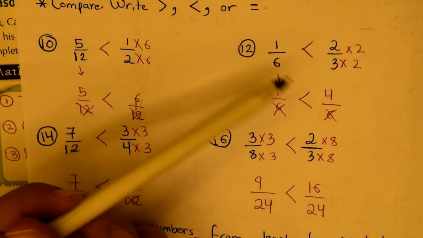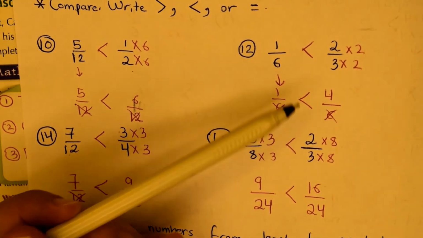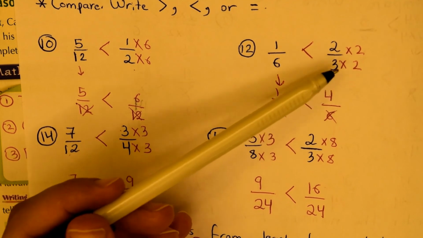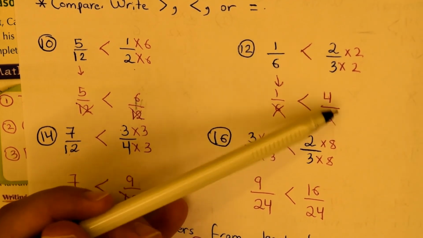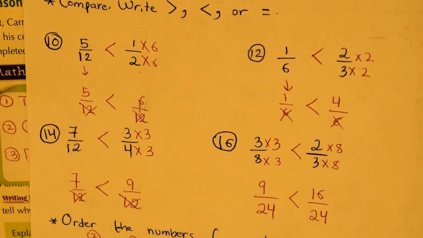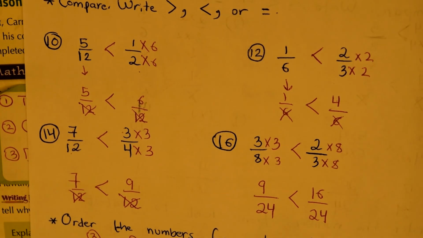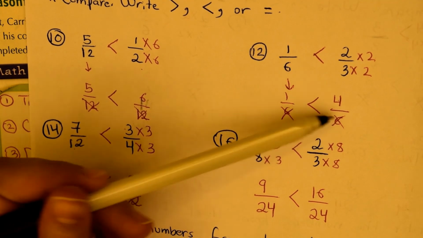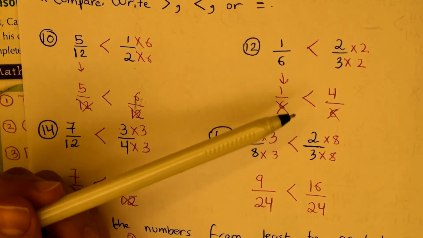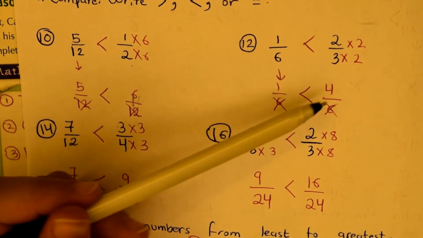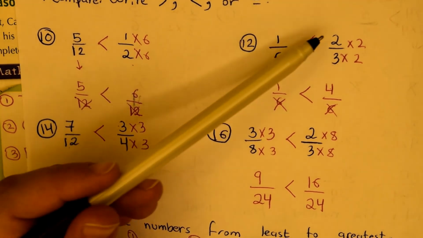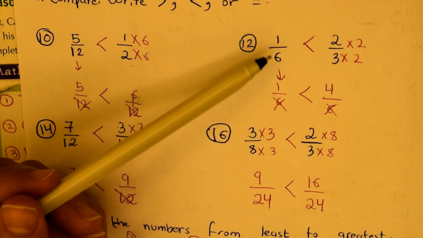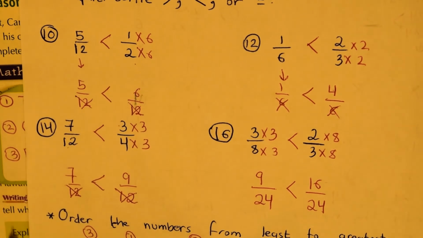Here for number 12, how can I make the 3, 6? I will multiply the 3 by 2. Then here 3 times 2 equals 6 and 2 times 2 equals 4. Okay, now here I have 1 over 6 and 4 over 6. I will cross the common denominators down. Then I will say 4 is greater than 1. Then this fraction is greater than this. Then 2 over 3 is greater than 1 over 6.